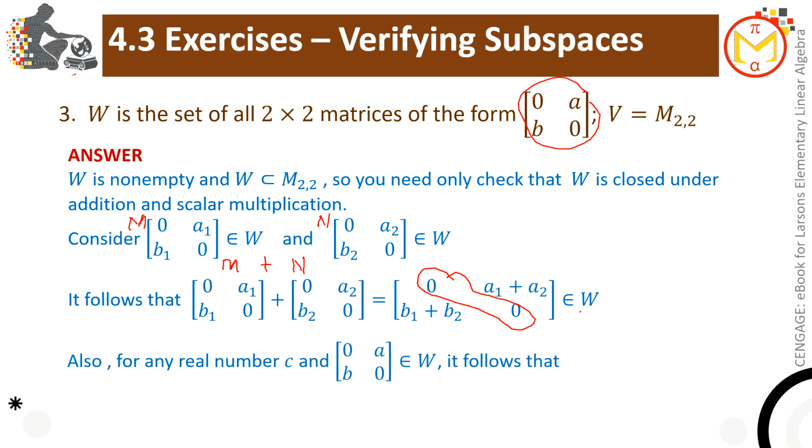What about the scalar multiplication? Okay, when you do scalar multiplication, this diagonal is still 0. So it belongs to W, which is the set in this form. So you always check the given. Okay? All right. So it is a subspace.